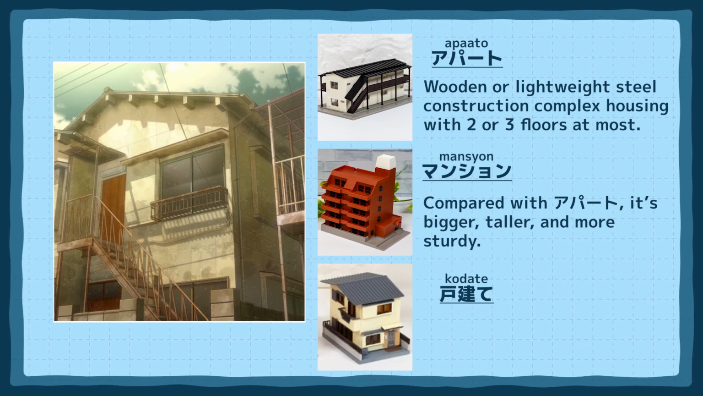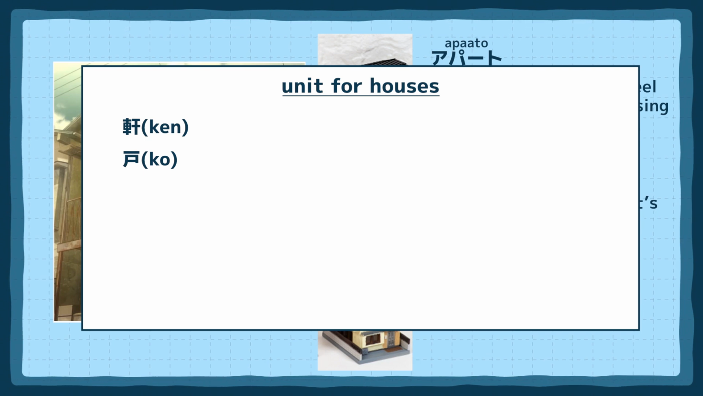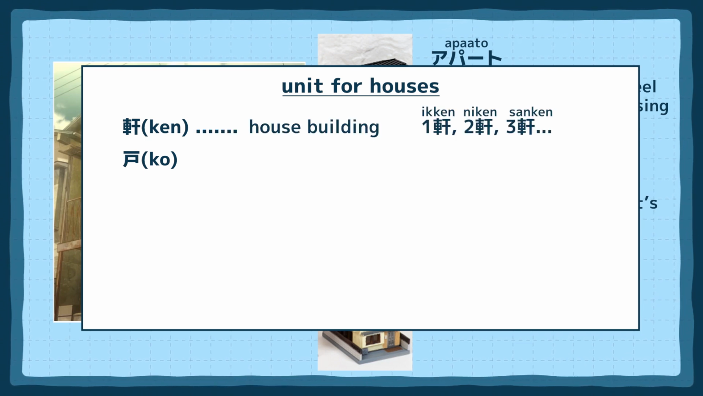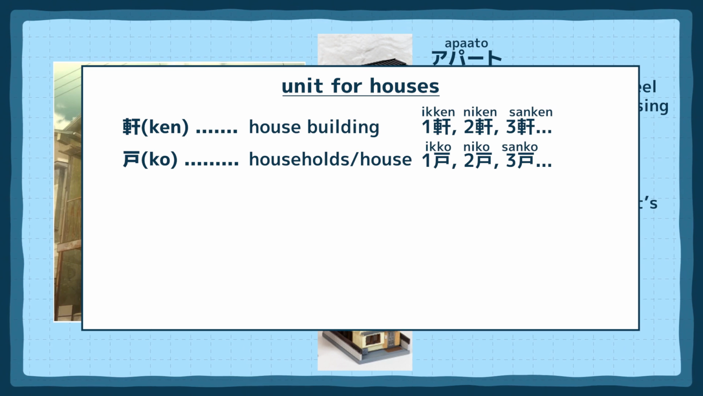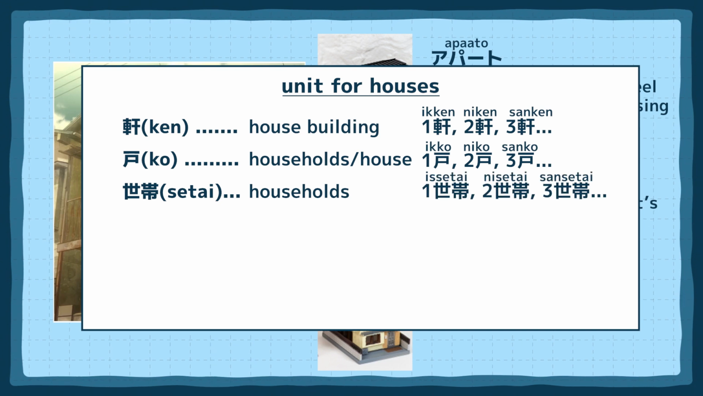Kodate. Kodate means an independent house. When we count houses, there are 2 units, ken and ko. Ken is the unit for housing, and ko is actually for households, but in many cases, one household lives in one house. So this ko is also used to count houses. I don't want to make you confused, but there is another unit to count household, which is setai. Setai itself means household, and people count like 1世帯、2世帯、3世帯.